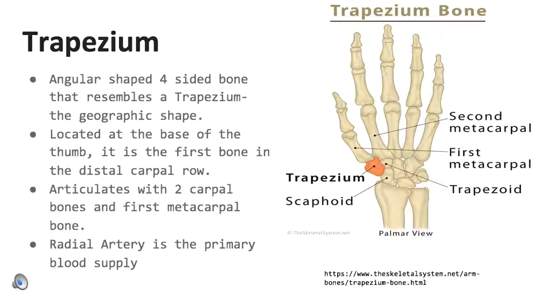at its side. It articulates with two carpal bones and the first metacarpal bone. It is supplied by the radial artery. Due to the rich and constant blood supply, the trapezium rarely develops avascular necrosis, which is death of bone tissue, a condition common in some of the other carpal bones, occurring from inadequate blood circulation.